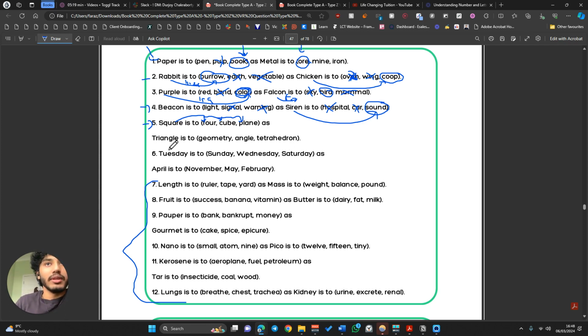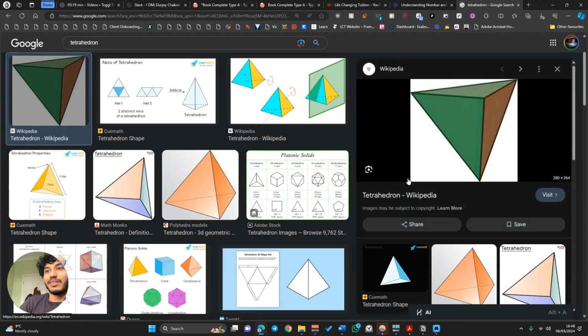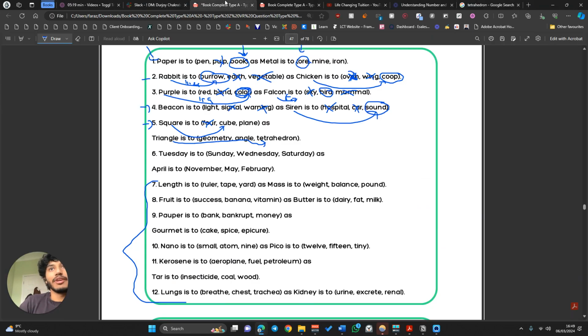Let's have a look at what triangle is saying. There isn't anything that says triangle is to 3, so we can't use the relationship of 4. We can't say square has 4 sides, so triangle has something sides, because there is no option. So we've crossed that out. If a square is to a cube, that's the 3D version of it. What's the 3D version of a triangle? This one you might not know, but here's a picture, and this is what a tetrahedron looks like. You'll probably be able to figure out the answer from that.